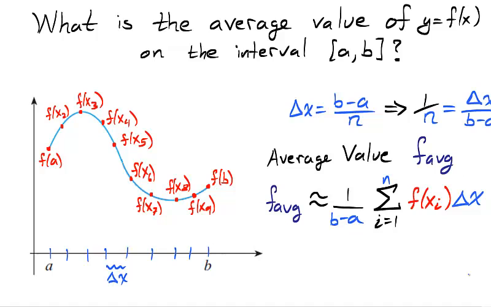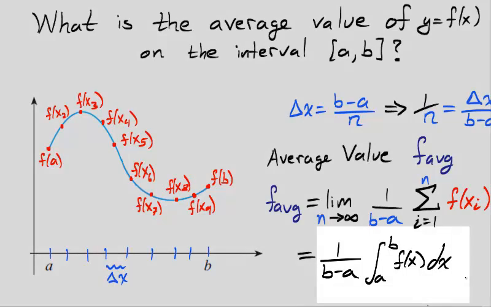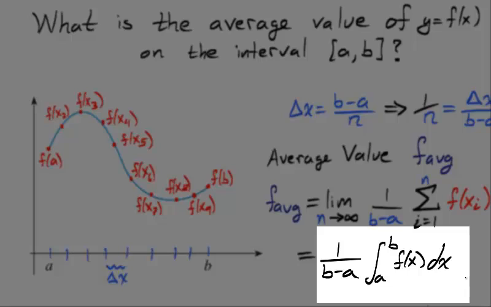The larger n gets, the more values we are averaging. So the limit as n approaches infinity of these approximations is the actual average value of f on the interval [a, b]. That is, the average value f average on the interval [a, b] is the integral from a to b of f divided by b minus a.